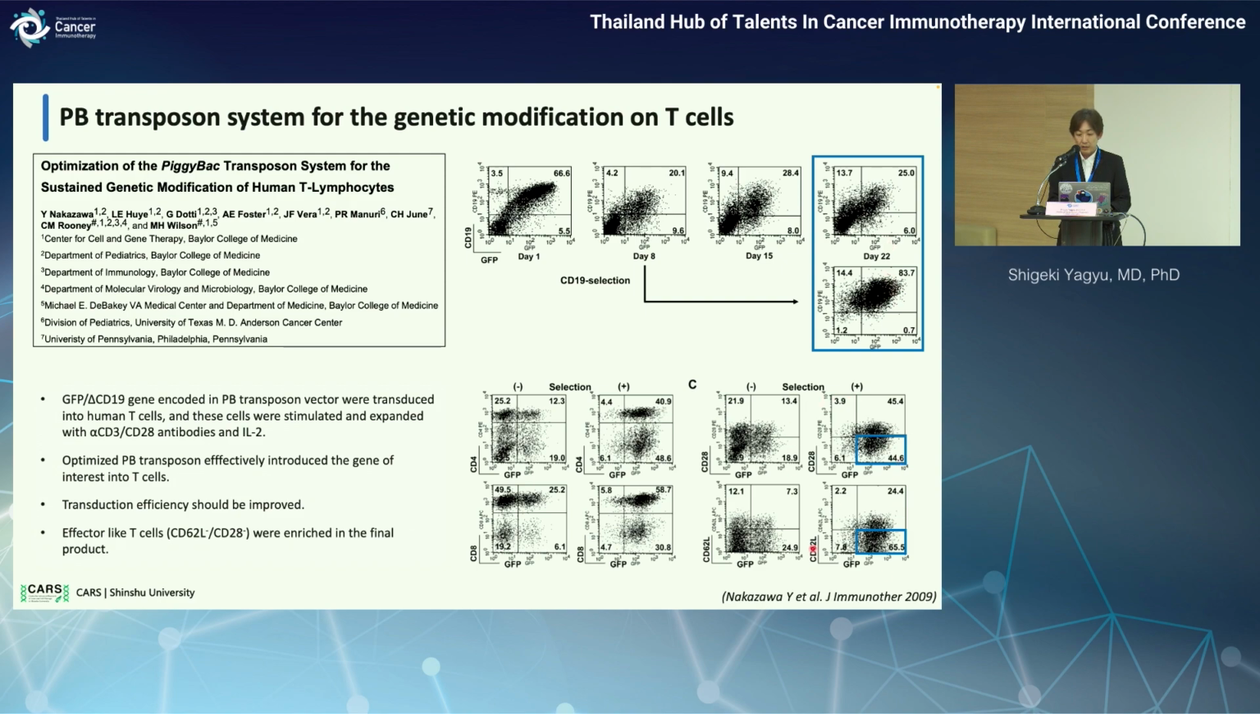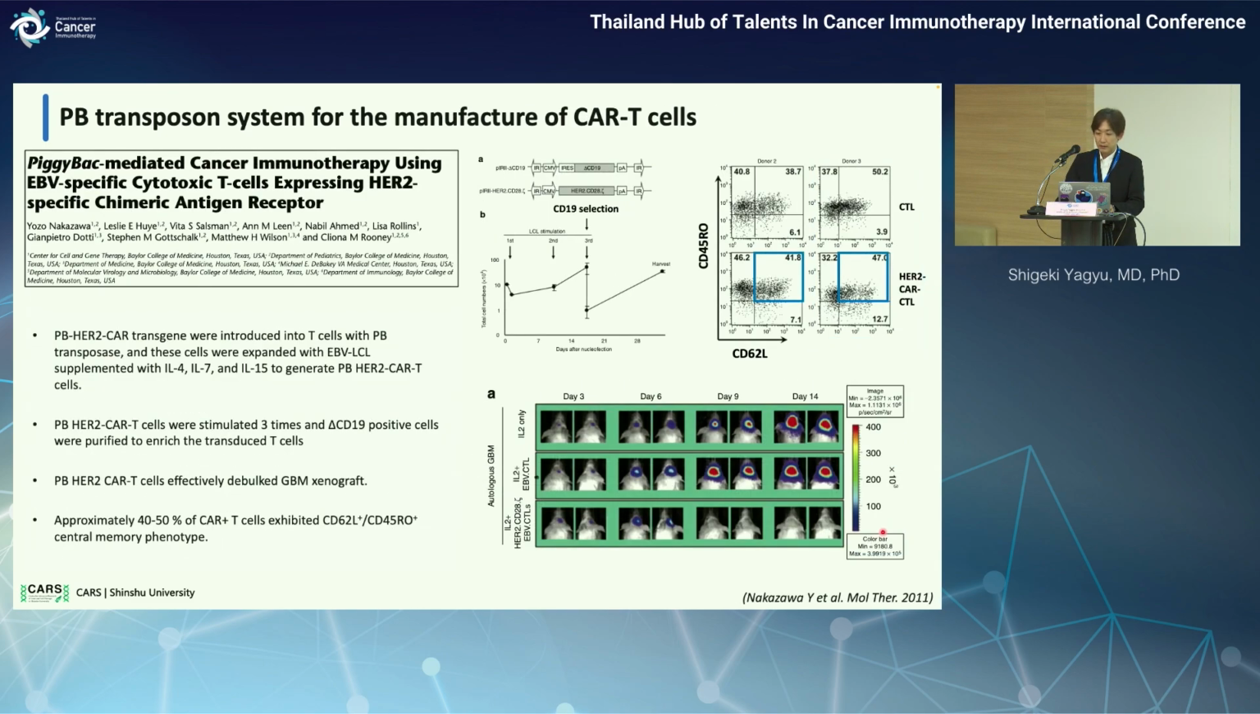Moreover, as you can see here, these T cells showed a CD62 negative, CD28 negative effector-like phenotype. This is the first report of piggyBac transposon-mediated CAR T cells targeting the HER2 molecule. In this study, the piggyBac HER2 transgene was introduced into T cells, and these cells were expanded with EBV-LCL and cytokines to generate piggyBac HER2 expressing CTL.